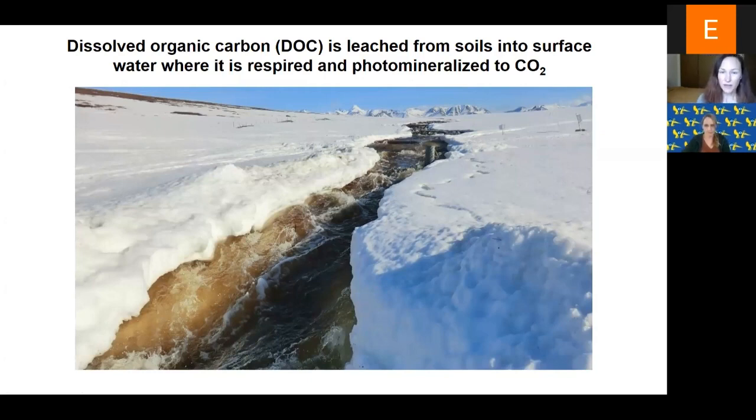DOC flows from land into fresh waters, where it can also be returned to the atmosphere as carbon dioxide, both by microbial respiration, just like happens in soils, but in surface waters, we also have to consider that we have sunlight. Sunlight can also oxidize dissolved organic carbon and turn it into carbon dioxide by a process called photomineralization.